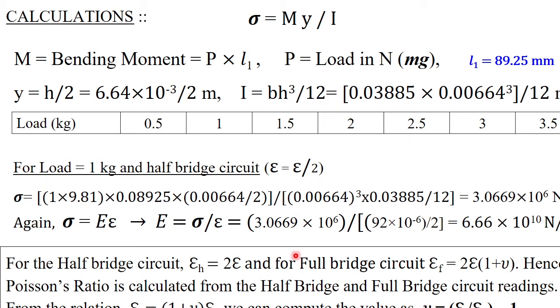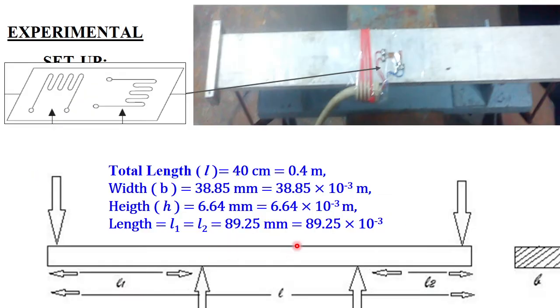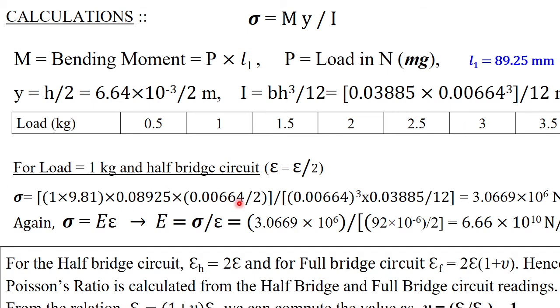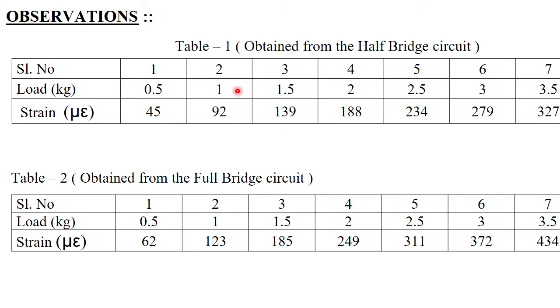M is nothing but P into L. This one is L, right? So this one is L, this particular distance. So P L, this is the moment, into y, and this is our I value. This is substituted here, and we calculate sigma. In the calculation, sigma is E into epsilon. The epsilon reading is known to us from the table. From the table, corresponding to 1 kg, our reading is 92.